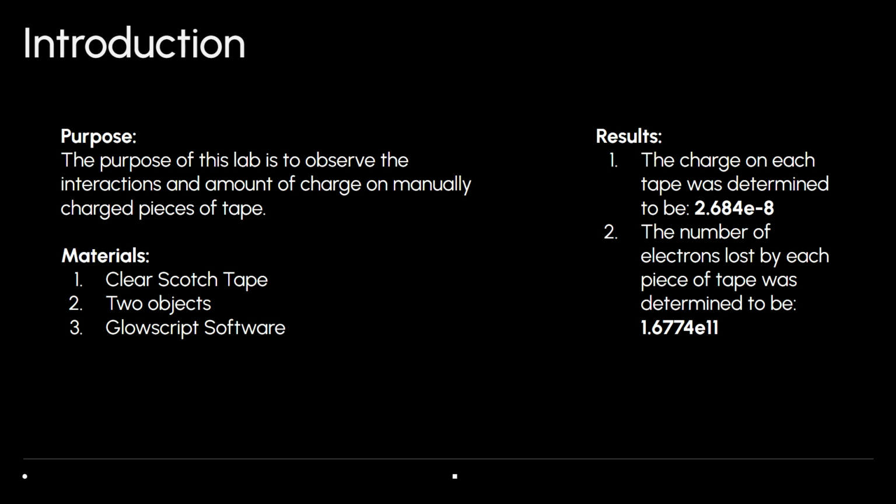So, introduction. The purpose of this lab is to observe the interactions and amount of charge on manually charged pieces of tape that we did by hand. The materials that you'll need are clear Scotch tape, 2 objects, and GlowScript software. For the results, the charge that was determined to be on each piece of tape was 2.684 times 10 to the negative 8 coulombs, and the number of electrons was 1.6774 times 10 to the 11th electrons.